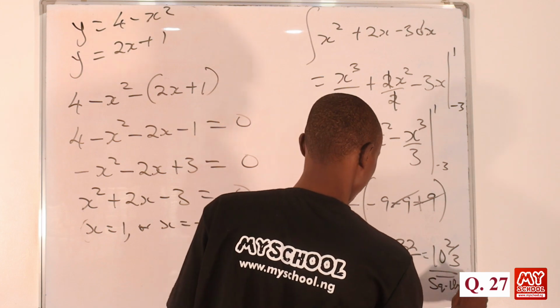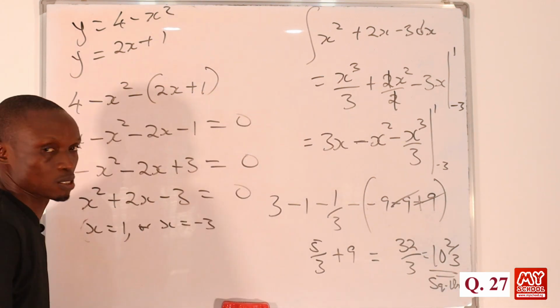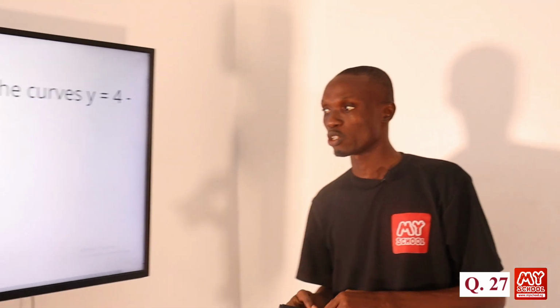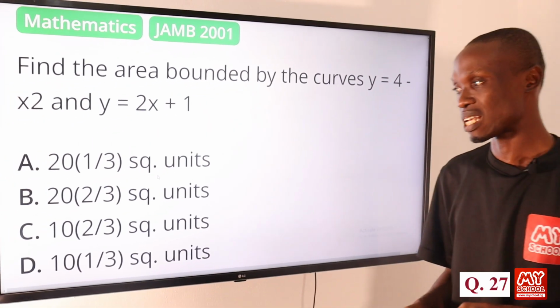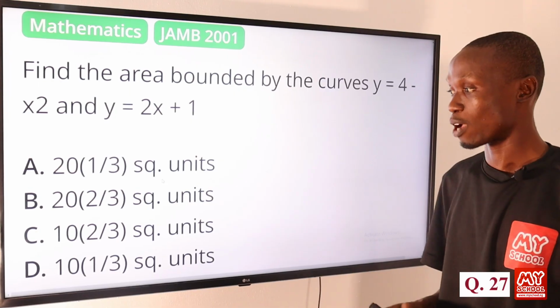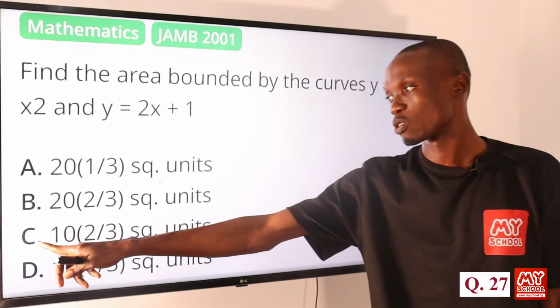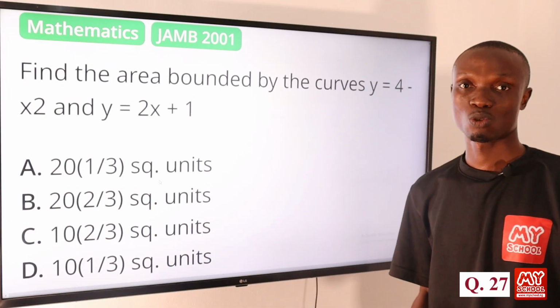So let's return back to the screen to pick the correct answer to this question. From our calculation, we got the value of the area to be equal to 10 whole number 2 over 3 square units. So that makes option C the correct answer to this question.